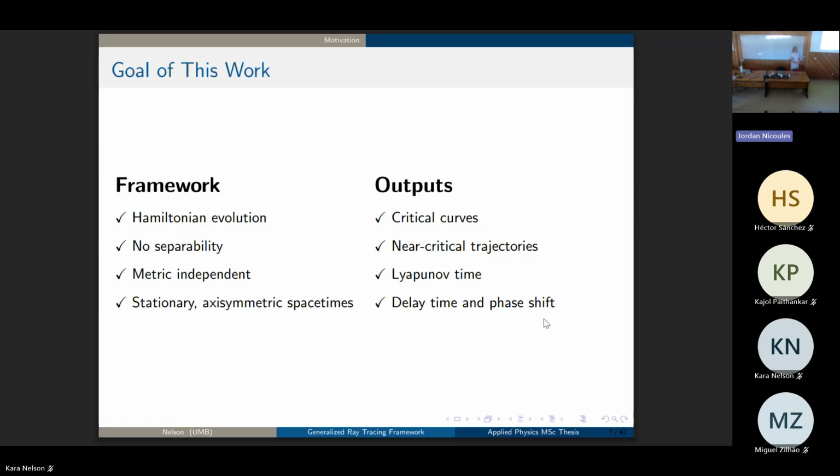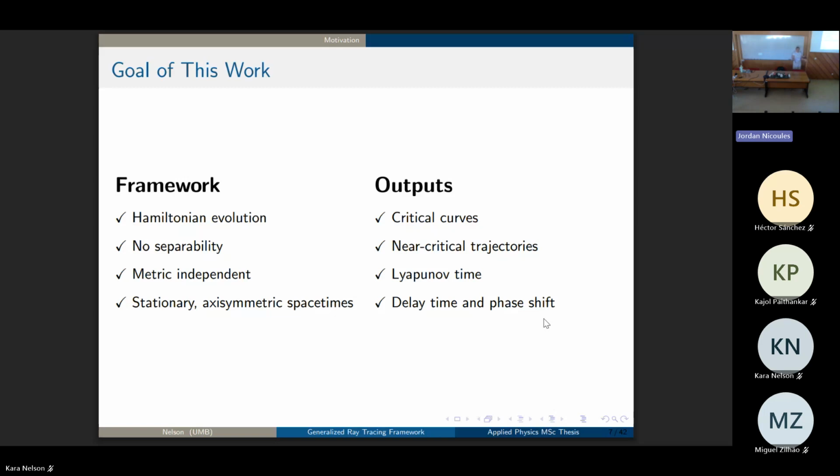So that's really nice. In a lot of general ray tracers you have to hard code the derivatives and analytic values. But for this one, we really just changed the metric that we're curious about. And this works for stationary axisymmetric spacetimes. Some of the outputs we were able to produce are critical curves, very important for the shape and structure of the shadow, as well as near-critical trajectories, which, as I said, are really important because they spend a lot of time in the photon region.